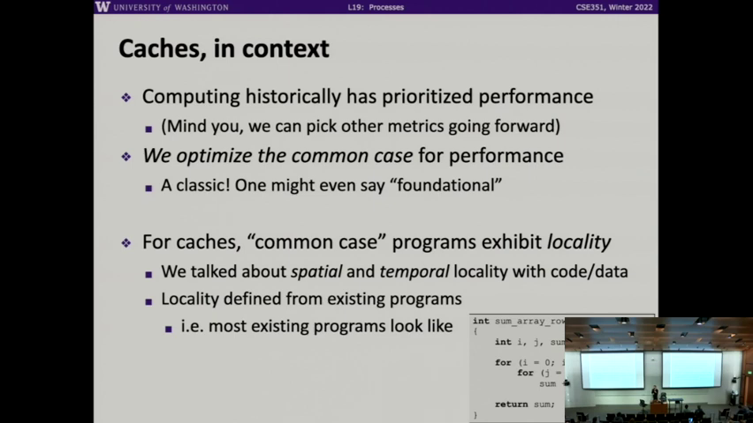I don't know if y'all have had experience with the best optimization strategies in computer science, but this was my experience of them. If we want to make things fast, we should optimize the common case because the common case is happening most often. And so if we can optimize the common case, we'll have a faster program. This is a good foundational optimization strategy in computer science. And we had that with caches.